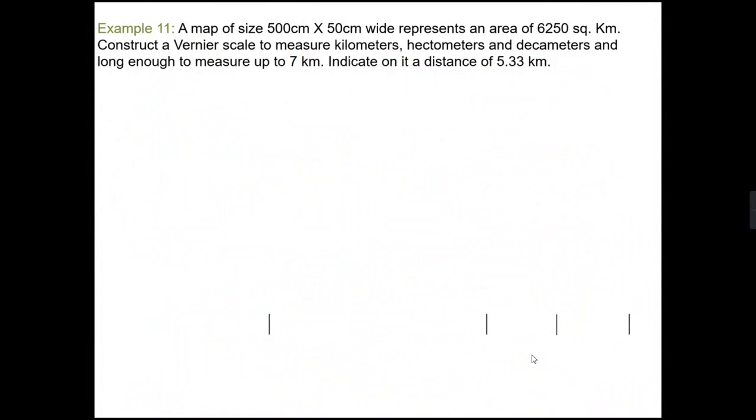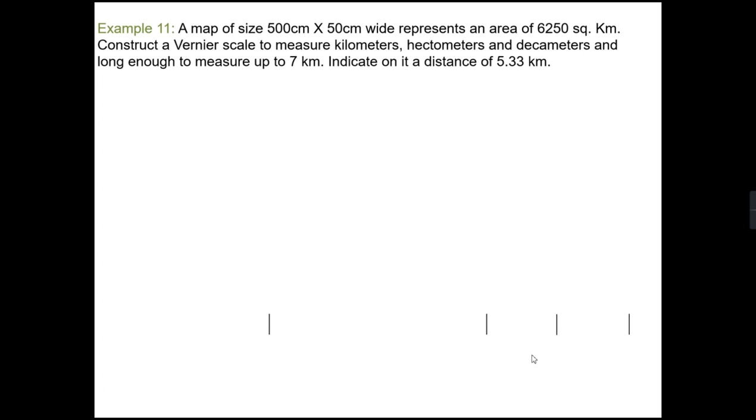So here's the next question. In this question, it is given that a map of size 500 centimeter by 50 centimeter wide represents an area of 6250 square kilometers. Construct a vernier scale to measure kilometer, hectometer, and decameters, and long enough to measure up to 7 kilometers. Indicate the distance of 5.33 kilometers on it.